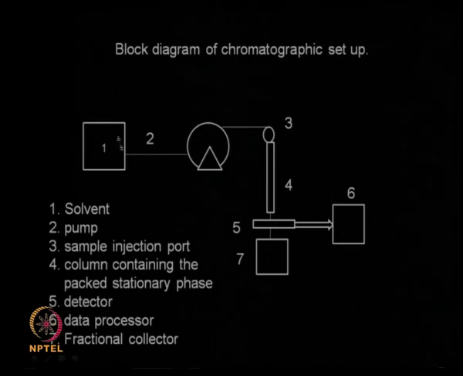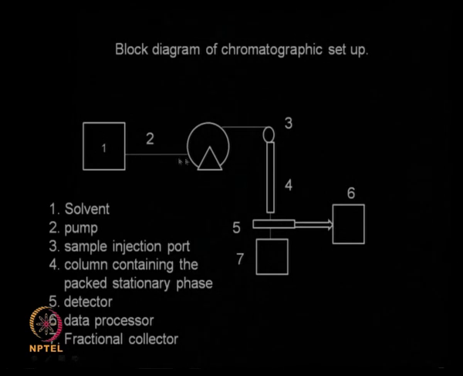So you have a solvent holder or a solvent tank, then there is a pump, then you are injecting your sample. The solvent is the continuous phase. Then you have the column containing the packed or the stationary phase, then you have a detector. There are so many types of detectors available, ranging from UV to refractive index to light scattering and so on. And then finally you will have the collector of the various fractions, and you can also have data logging and data analysis programs and computer and so on.